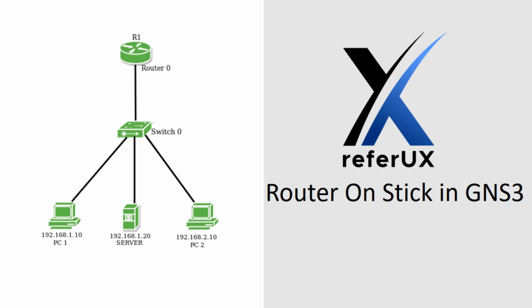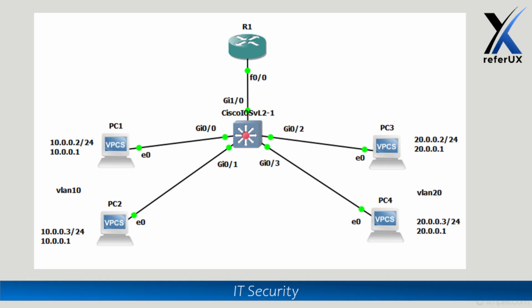Myself Nimesh. In this tutorial, we will see how to configure router on a stick configuration in GNS3. This is the diagram that we are going to use. There, as you can see, four PCs, one layer 2 switch and one Cisco router C3600.